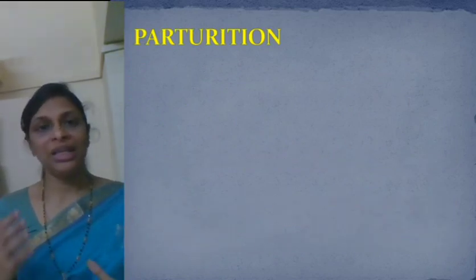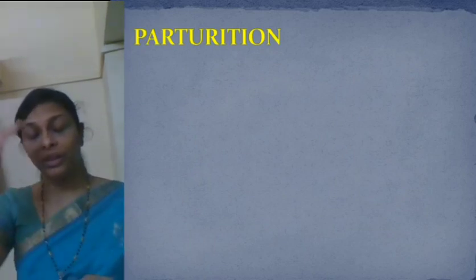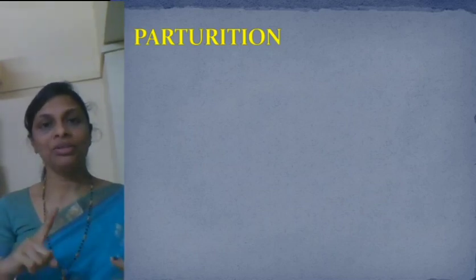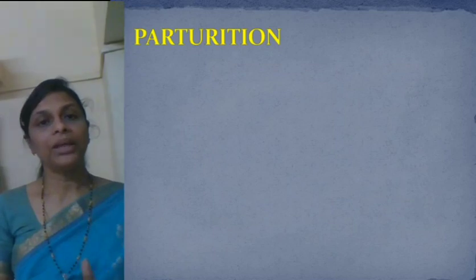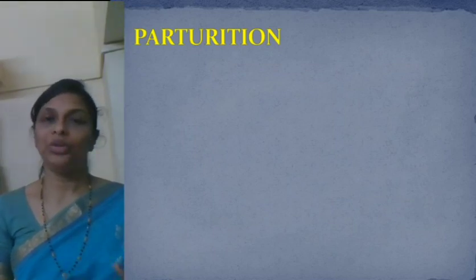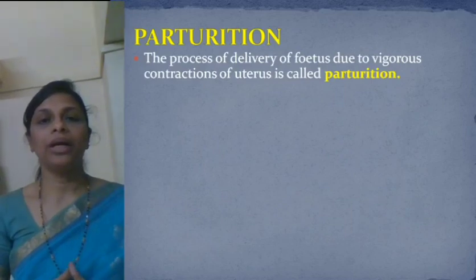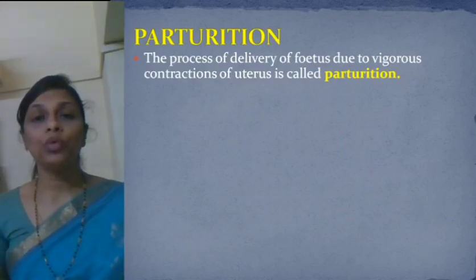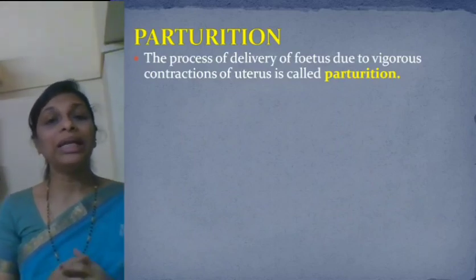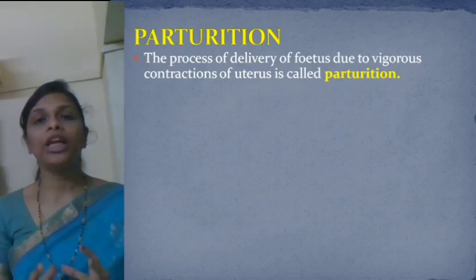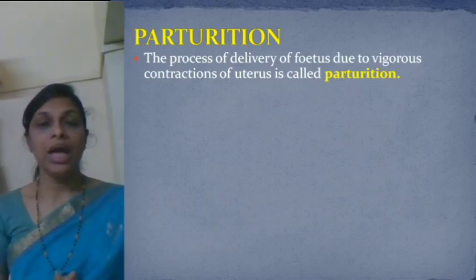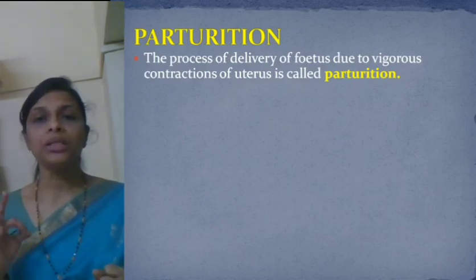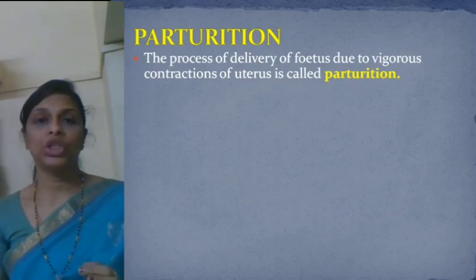What is parturition? That is the last event in the process of reproduction. So gametogenesis, insemination, fertilization, implantation, then after implantation it is gestation, and now parturition. Parturition is nothing but the process of delivery of the fetus. When the fetus is fully formed inside the mother's womb, by the end of the 9th month, the baby will be ready to be expelled out of the uterus. This process of delivery of the fetus due to vigorous contractions of the uterus is called parturition.